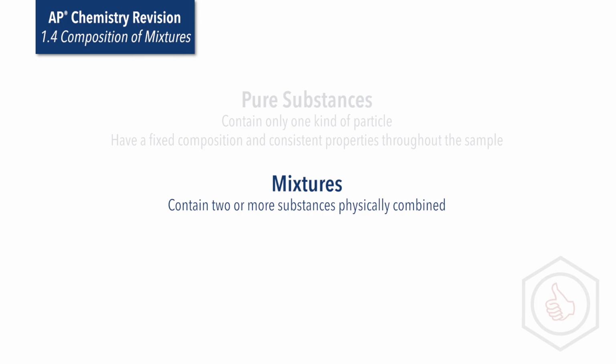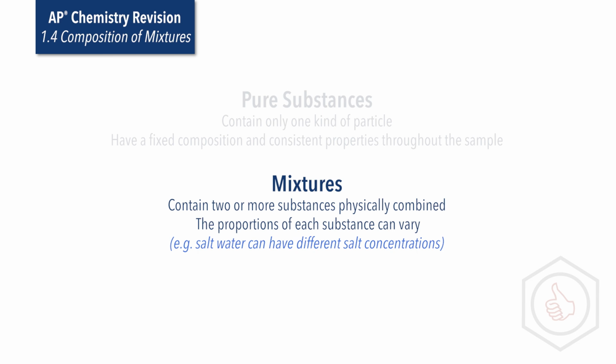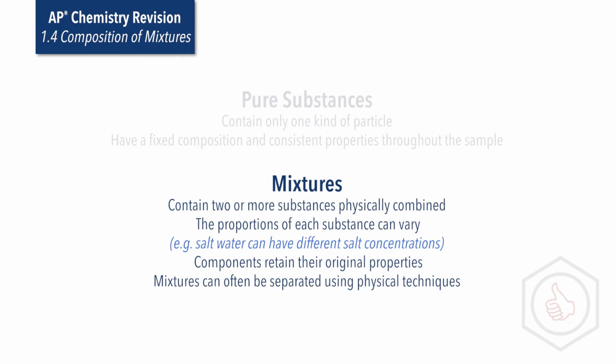The proportions of substances in a mixture can vary. For example, salt water can have different concentrations. The individual components of a mixture retain their original properties and can often be separated out using physical techniques, such as filtration, distillation, and chromatography.